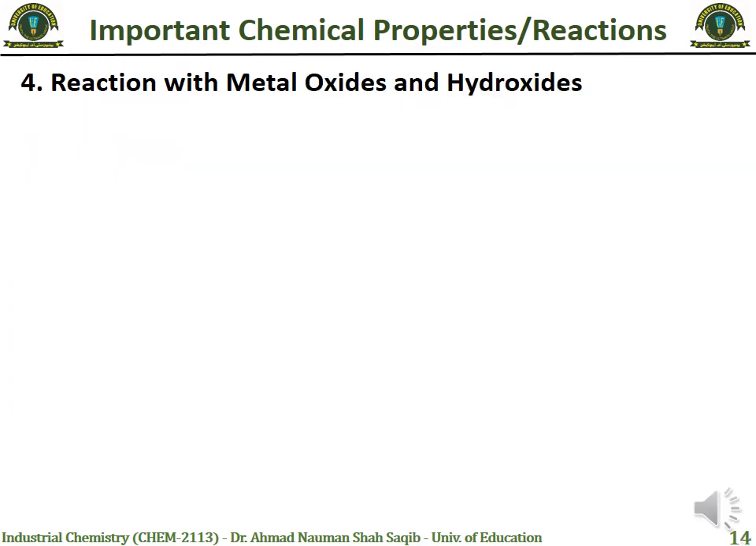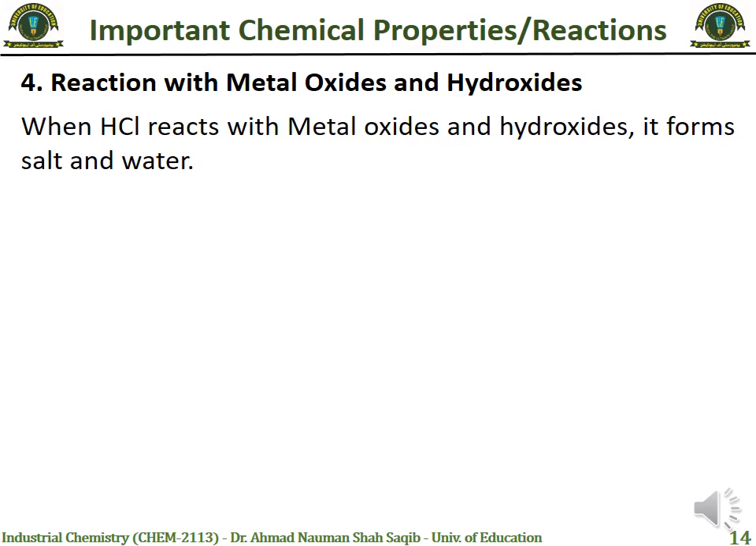So lastly, we have the reaction of hydrochloric acid with different metal oxides and metal hydroxides. When HCl reacts with metal oxides and metal hydroxides, it produces salt and water. So let's see an example. When we treat copper hydroxide with hydrochloric acid, it will result in the formation of the corresponding copper salt, which is copper chloride, and there will be formation of water molecules.